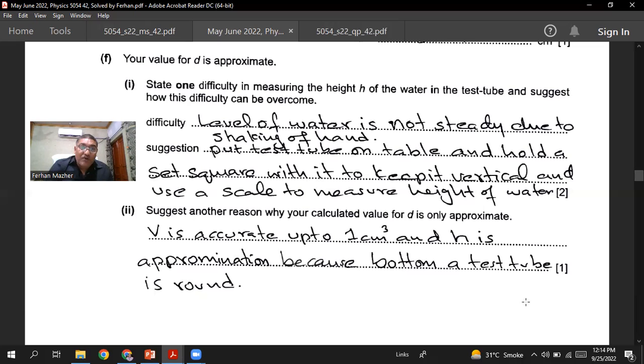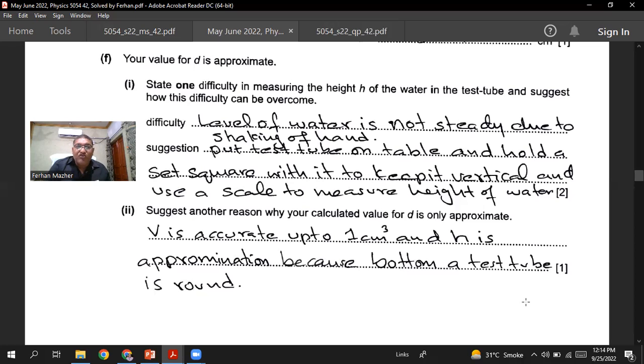So how you can overcome this, my suggestion is to put the test tube on the table and hold a set square with it to keep it vertical. When you hold the test tube in your hand, it's not possible to make it perfectly vertical. So you can put the test tube on the table and then use a set square with it to make sure that the test tube is vertical. If the test tube is a little inclined, the level of the water will change.